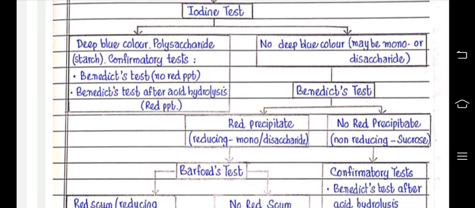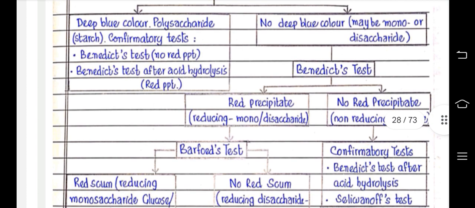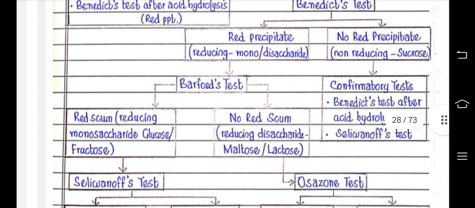Then no deep blue color, maybe mono or disaccharide. Benedict test: red precipitate, reducing mono or disaccharide. No red precipitate, non-reducing sucrose. Sucrose confirmatory test: Benedict's test after acid hydrolysis, Selevanov's test.